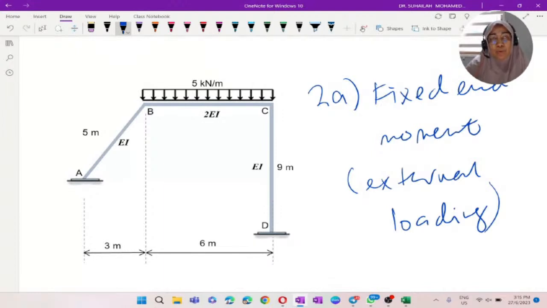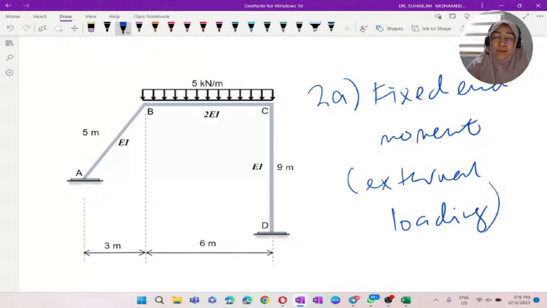So for fixed end moment, we have to understand what it is. Basically, whenever the member is subjected to loading, the loading on the member needs to be distributed to the nodes. We have to distribute it to the joints. So that is fixed end moment.